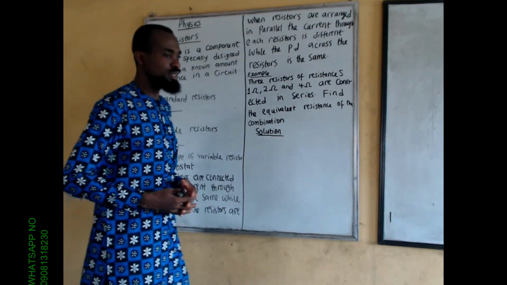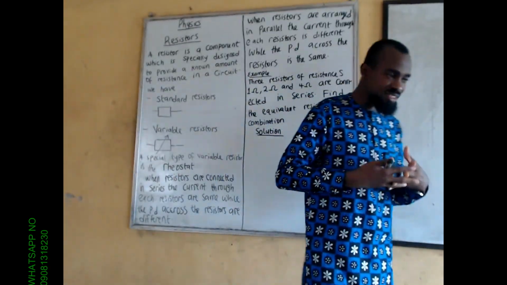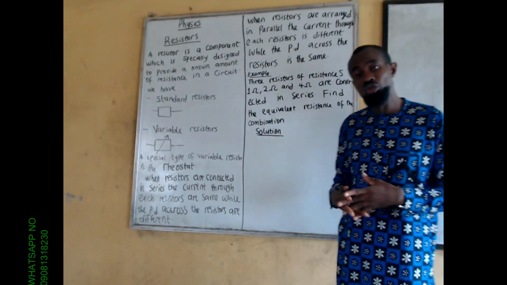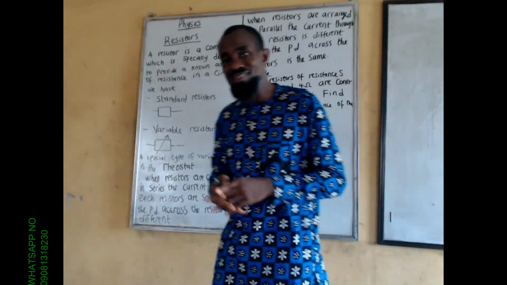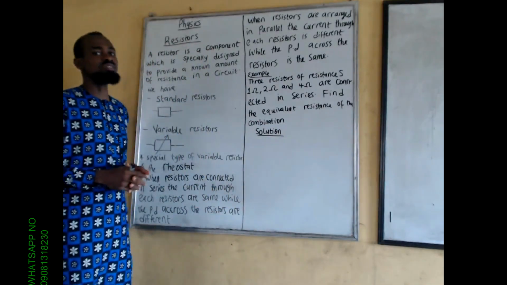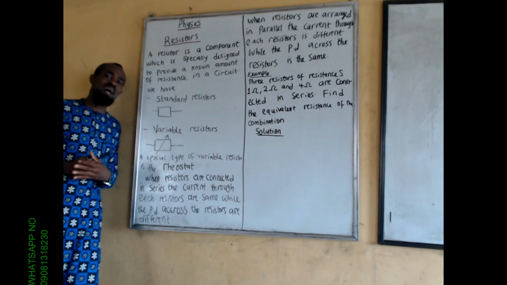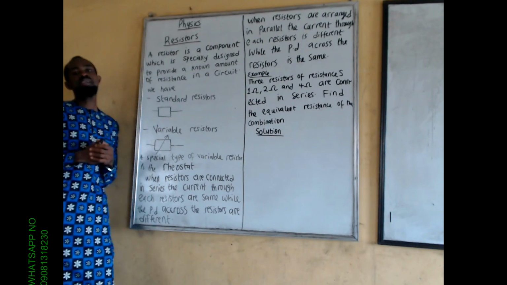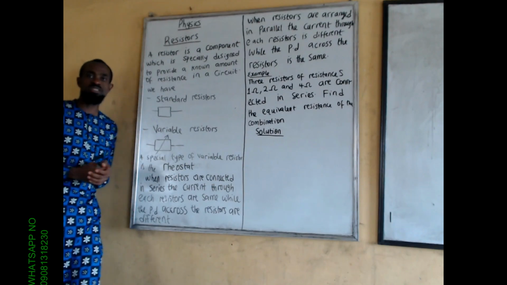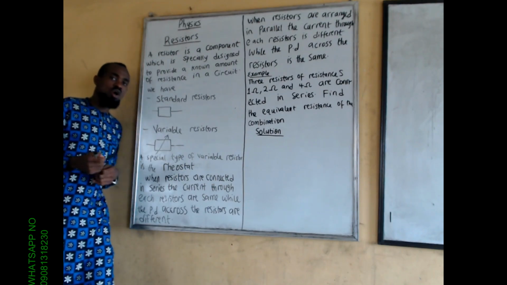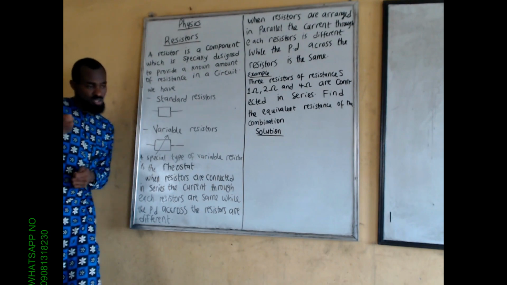Now that you know what a resistor is, for whatever reason, you can choose to have more than one resistor in an electric circuit. So how do you combine them? You choose between parallel and series connection. So you can combine two or more resistors in parallel or in series for whatever reason you may wish.